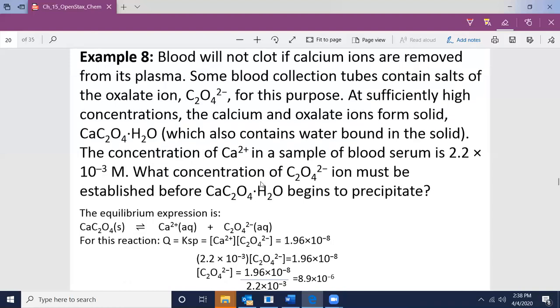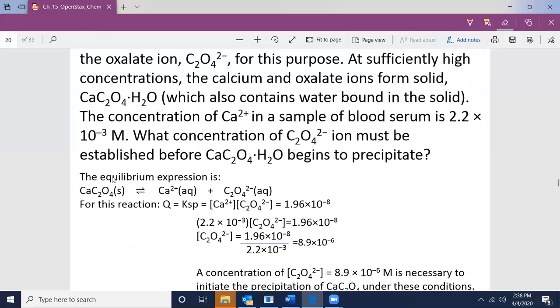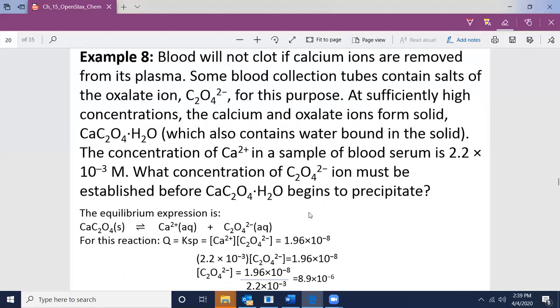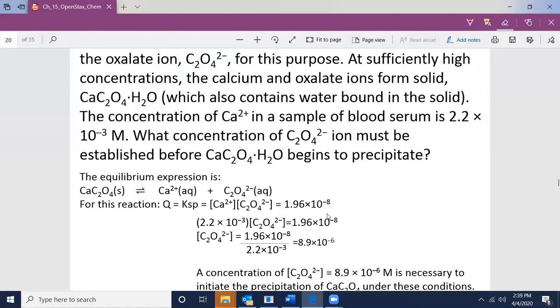Okay, that's what the rationale is. So the equation is going to be like this. We start from calcium oxalate, which is a solid. You're going to have calcium ions coming out of that. It's a 1:1 thing. So for the reaction, Q is equal to Ksp, which is equal to this times this, and that is equal to 10 to the power minus 8.